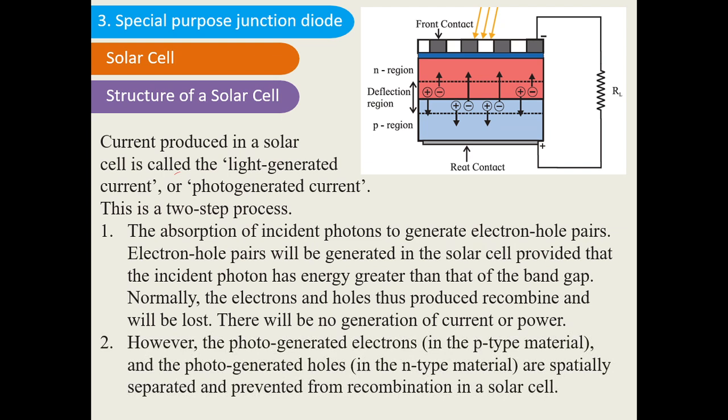The second point is that the photo-generated electrons in the P region and the photo-generated holes in the N region are spatially separated. Spatially means there is a space, so there is more space between the P and the N region. That's why the length of the diode is more. They are spatially separated and prevented from recombination in the solar cell. These are the two steps in which the photon-generated current, or light-generated current, is produced.